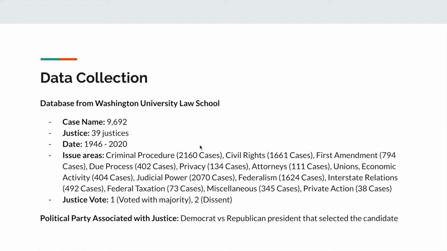So let's talk about the data. We had about 10,000 cases from the Washington University School of Law. They had a database online. After cleansing it, it was about 9,692. We had about 39 justices in the database from 1946 to 2020. And we looked at a variety of cases. You could see it's a pretty balanced data set with cases related to criminal procedure, federal taxation, unions, so a lot of different cases. And also we scraped the political party of the president that appointed the judge to the court.